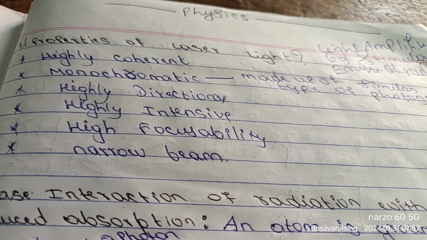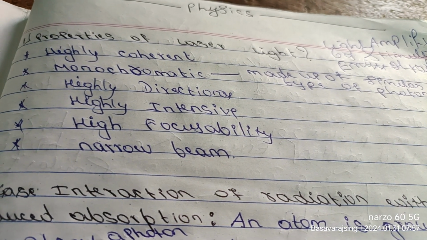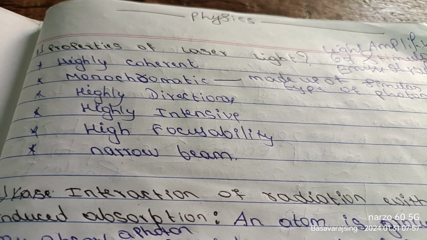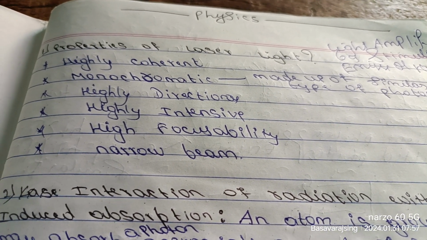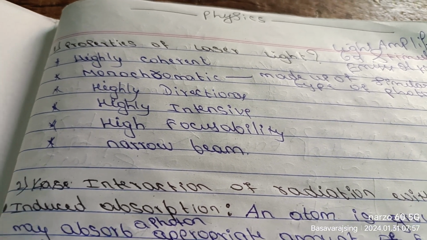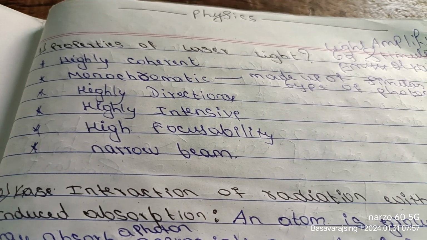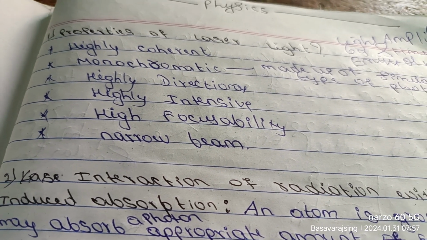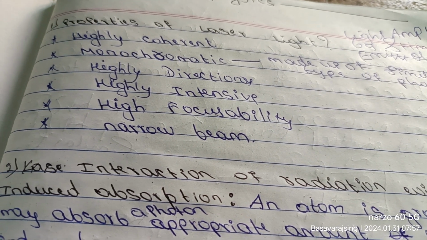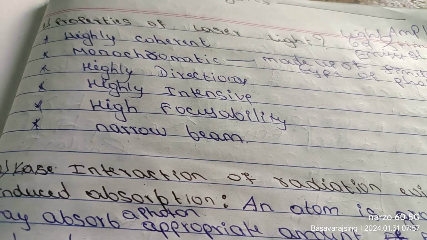After that we discuss what is stimulated radiation, and regarding this point, we first discuss what are the properties of laser light. There is a high chance of getting questions in the exams. The properties of laser light are given below. Highly coherent: it will give coherence of light. And it is monochromatic. It is made up of a single type of photons, not multiple types of photons. Also it will give the same output.